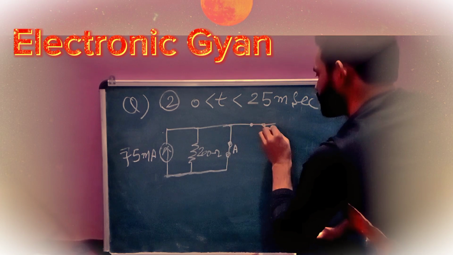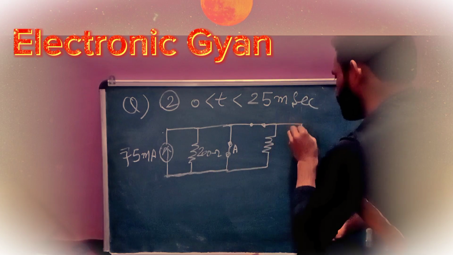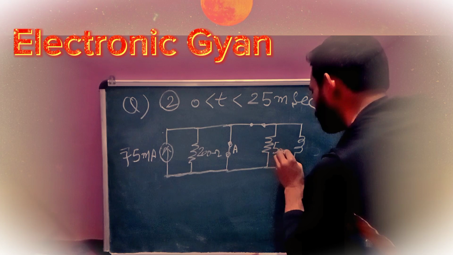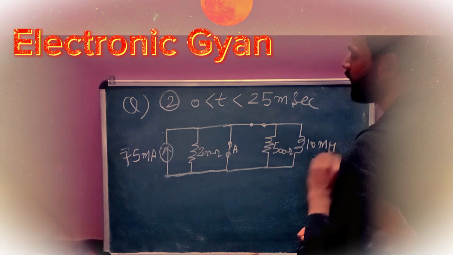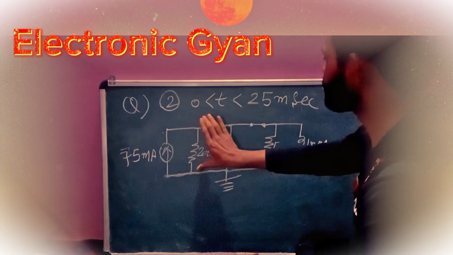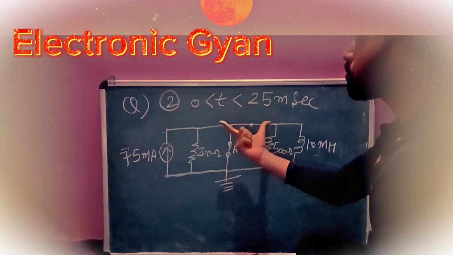Still closed, and this is my resistance, and this is my inductance. This is my resistance of 500 ohm, and this is my inductance of 10 millihenry, and this is my ground. Now we have drawn the circuit for this duration of time. Now this is a very important point.